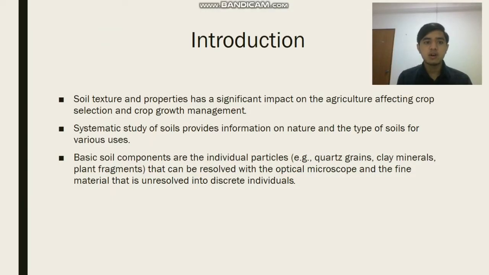So, the basic introduction of this paper is that soil texture and its properties have a very significant impact on agricultural events, in which it affects crop and its growth management. Systematic study of soils also provides information on the nature itself and other types of soil that can be used for various purposes. In basic soil components, there are individual particles, which include quartz grains, clay minerals, and plant fragments that can be resolved by a conventional optical microscope. However, these fine materials cannot be resolved as discrete individuals.